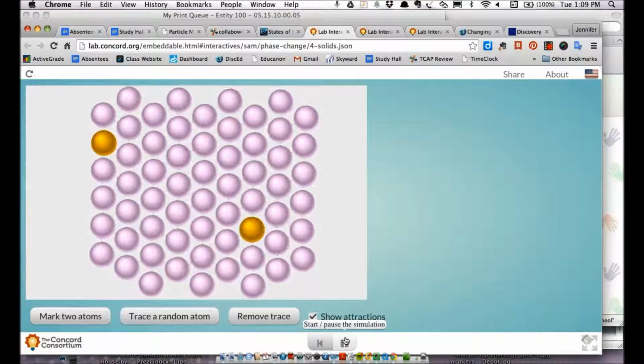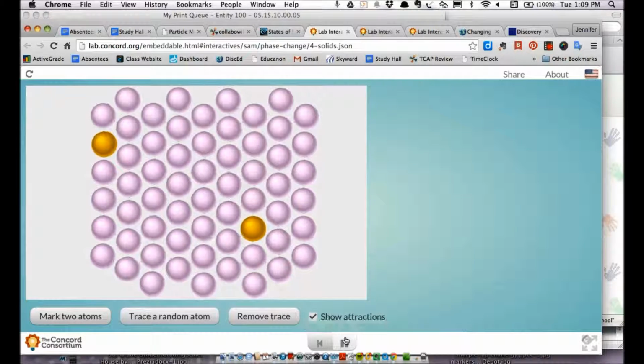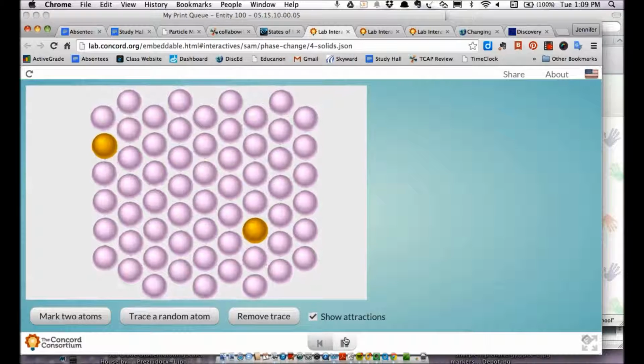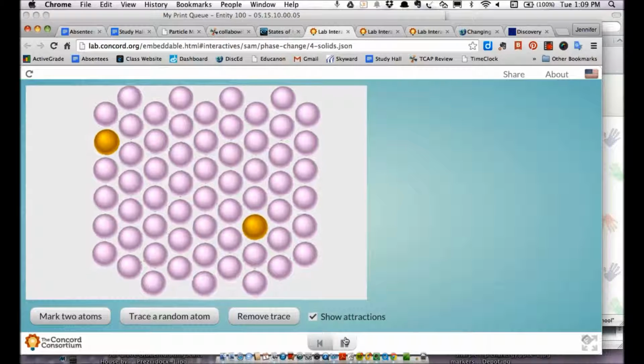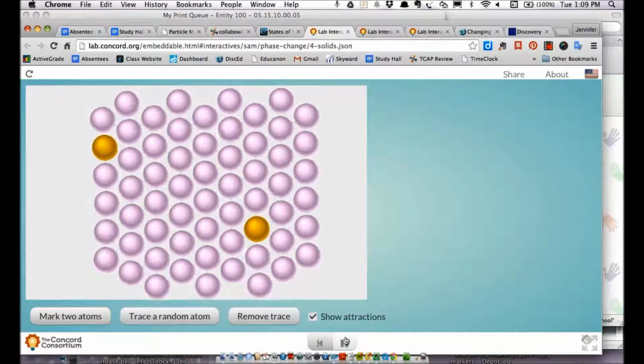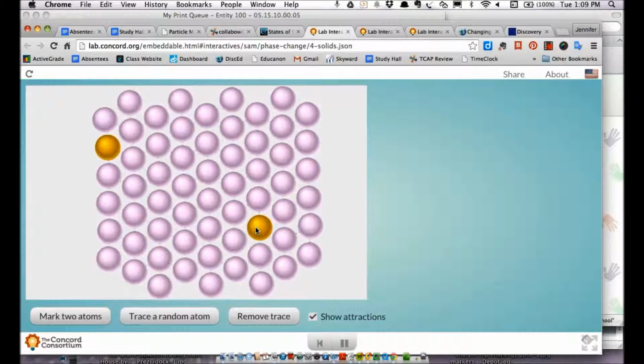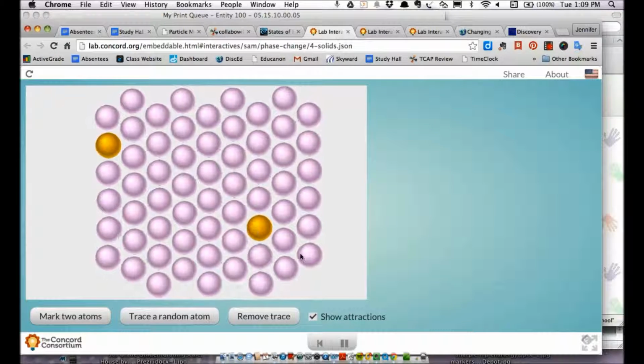And just like we studied before, how do the particles in a solid move? Yes, they're shaking in place. They are moving, but are they moving all around? No. Notice that the pattern they're in, they're locked into it. Notice these two atoms that we've marked. Have they changed locations? No, they haven't.